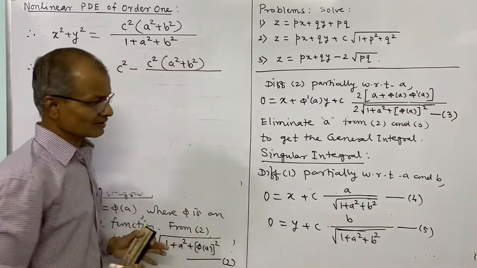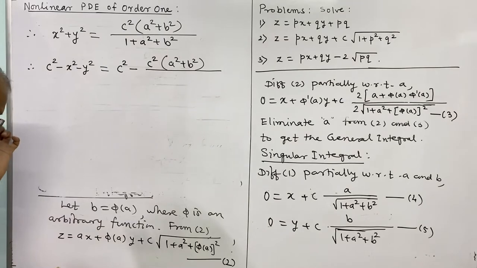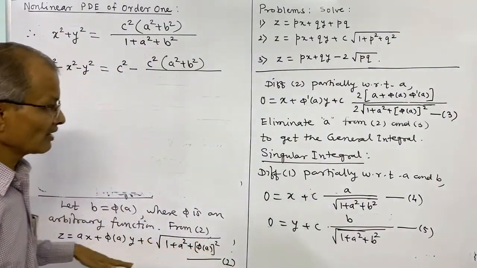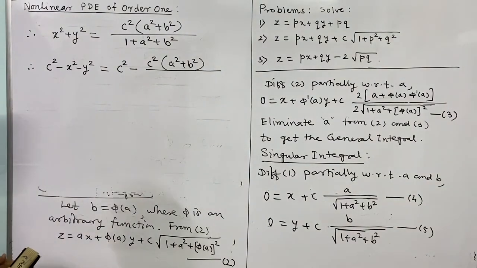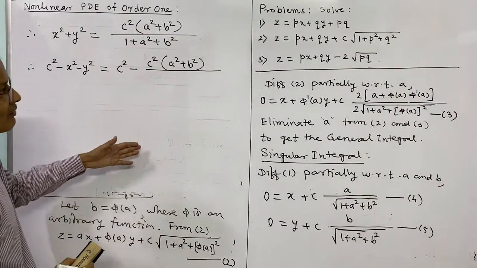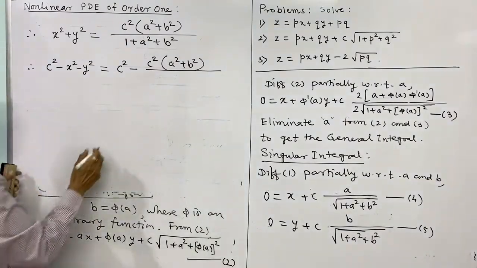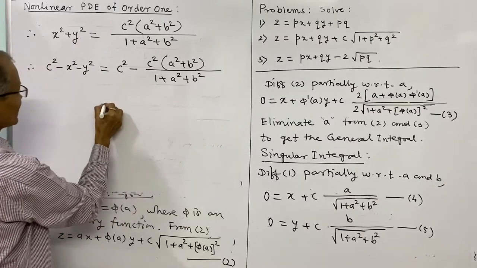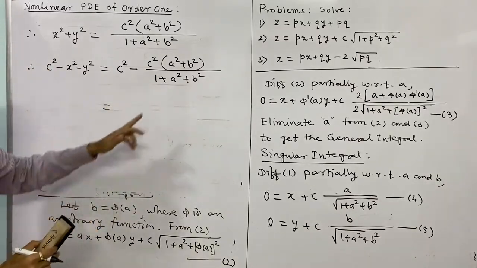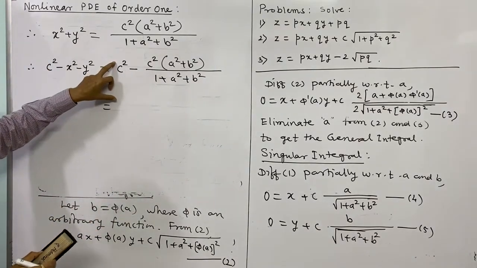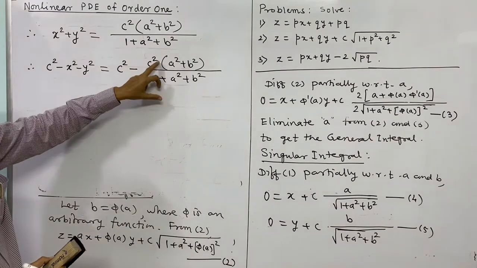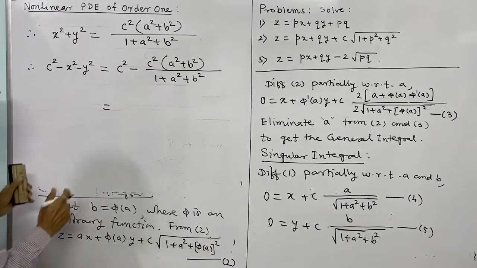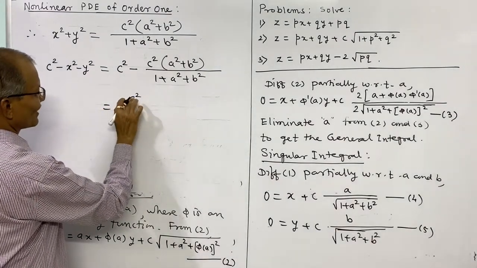Why are we doing these steps? Because we want to eliminate a and b from 1, 4 and 5. So equation 1 is, as we earlier wrote, the direct solution, and this is 1 plus a square plus b square. Now what is the left side? Right side, cross multiply, that will be c square plus c square into a square plus b square, that cancels with this, and divided by the denominator. So only c square at the numerator will remain.